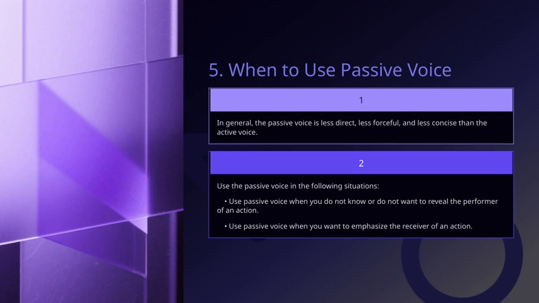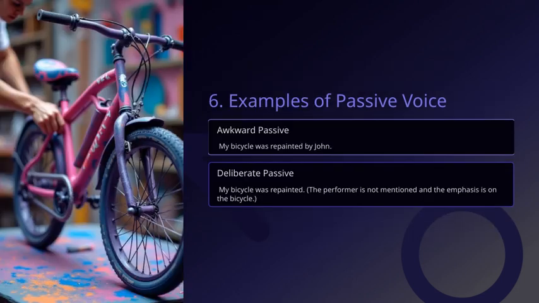Connecting this to our overall theme, understanding the appropriate context for passive voice allows us to craft clearer, more intentional messages. It's a tool. Used wisely, it can serve your communication goals effectively. Let's look at some examples of passive voice.